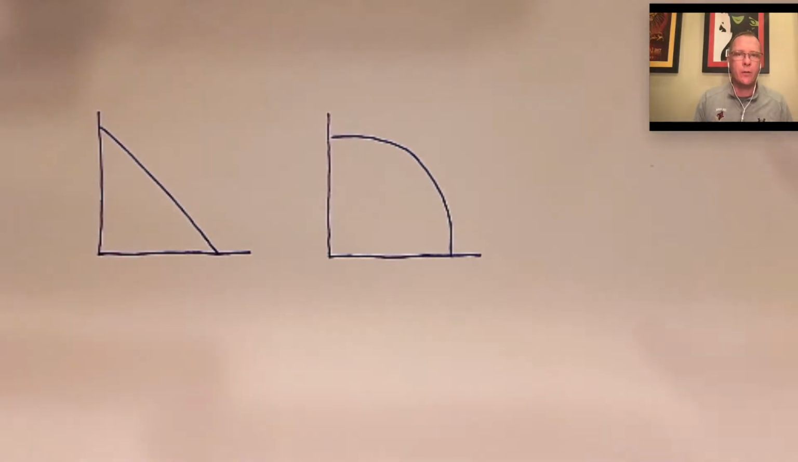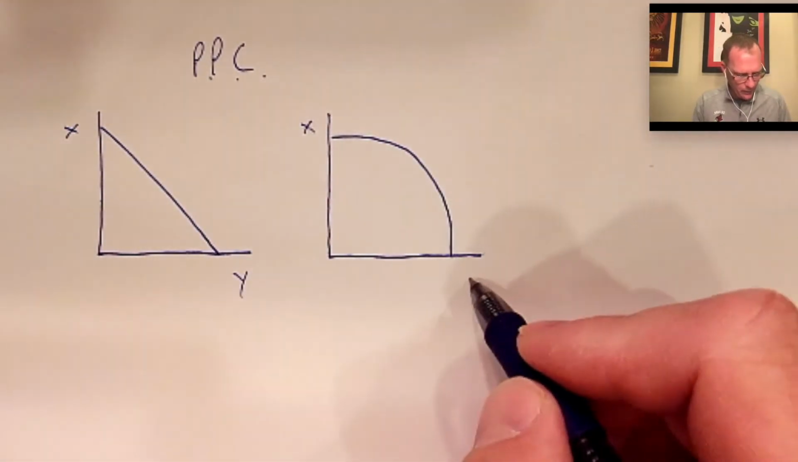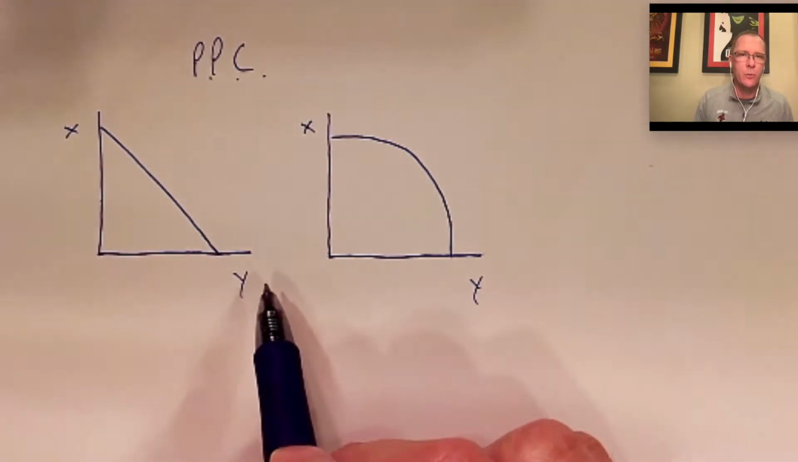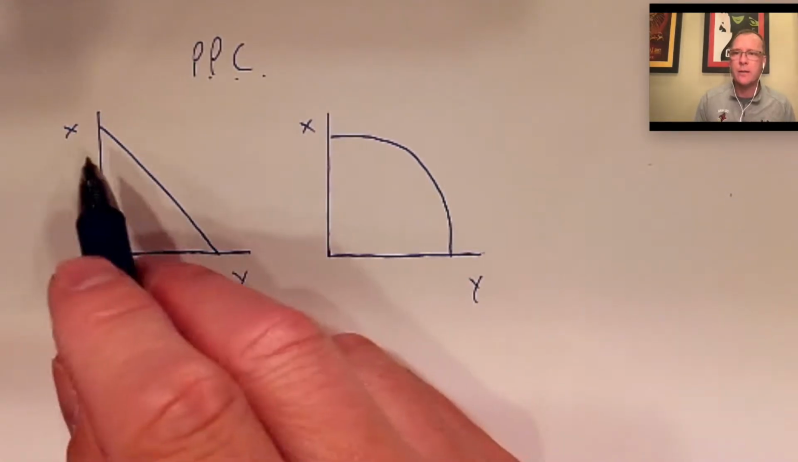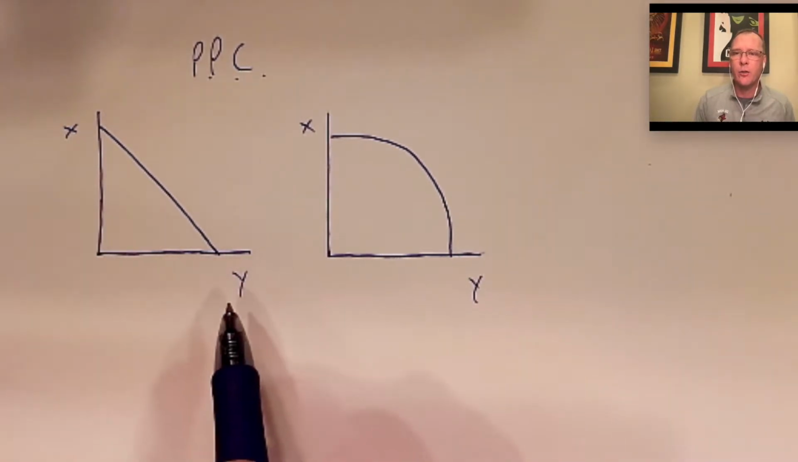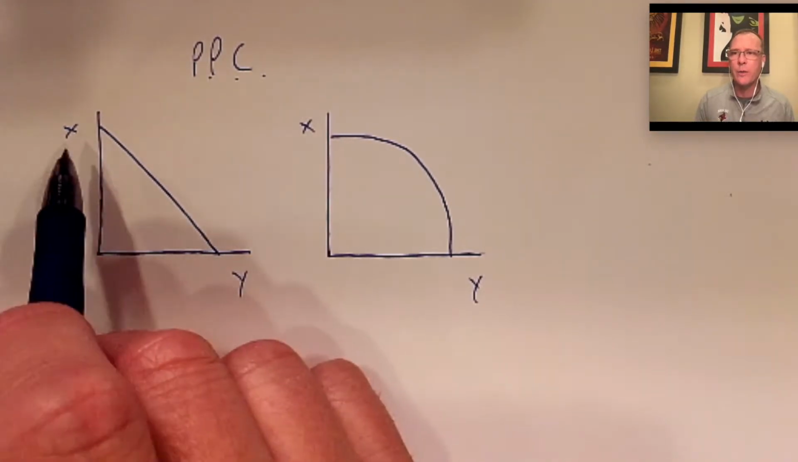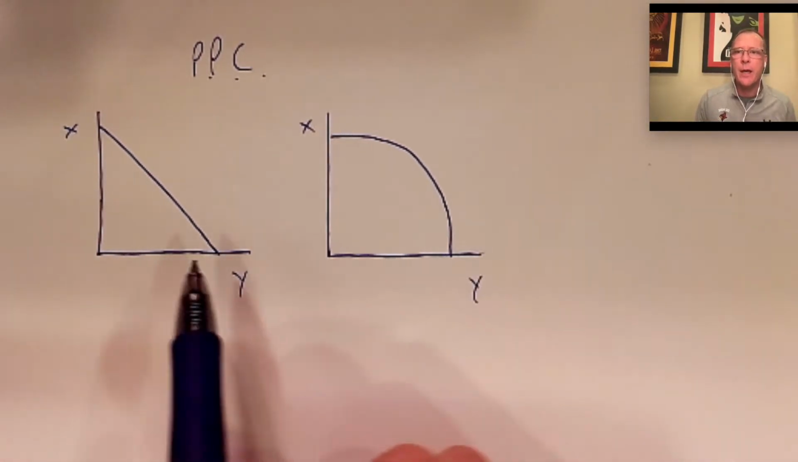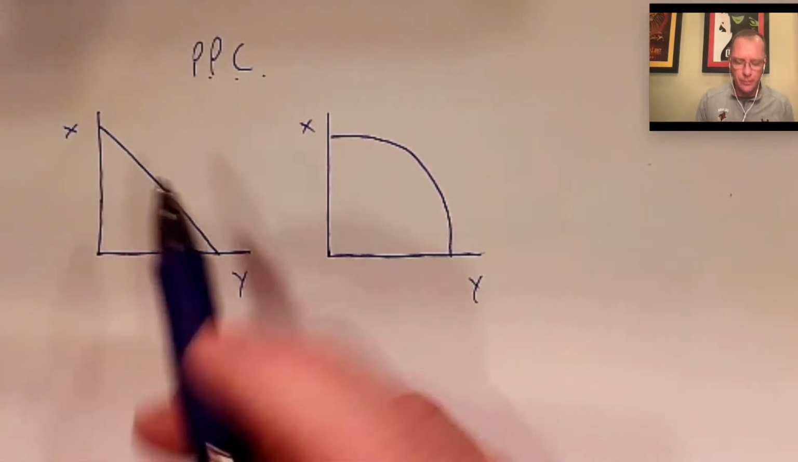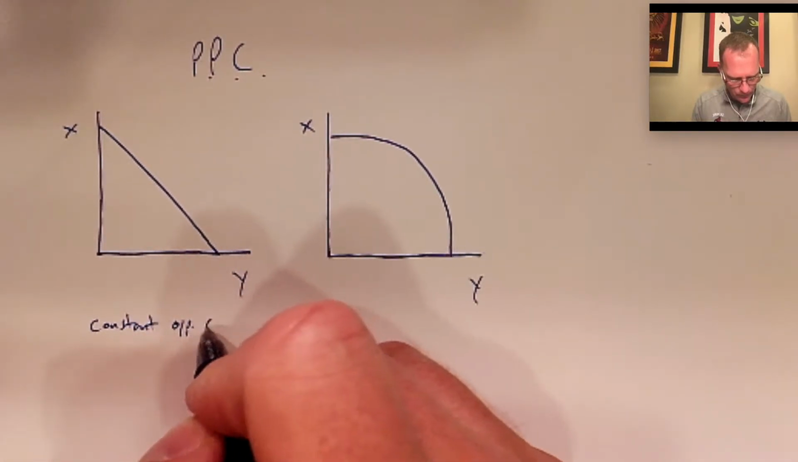In your production possibility curve, you're either going to have good X and good Y, or you might have capital goods and consumer goods. They like to throw that one in there too. If your slope is a constant slope, that means good X and good Y can use all the materials interchangeably. So this is a constant opportunity cost, and that's a good one to know.